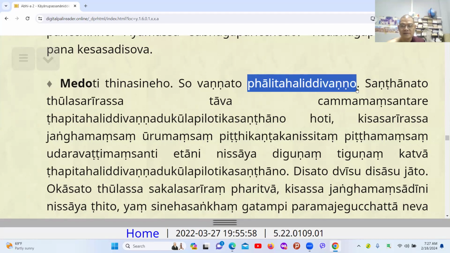Haliddha means turmeric. Haliddha, turmeric. Haliddha means broken turmeric color. So the yellow color is made of turmeric.